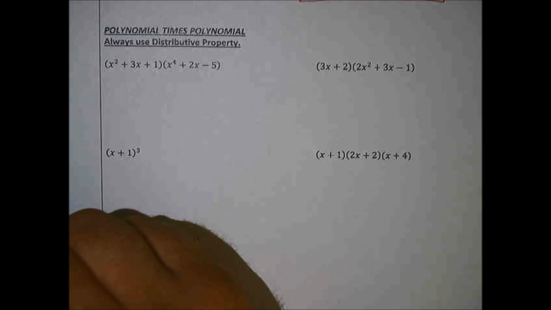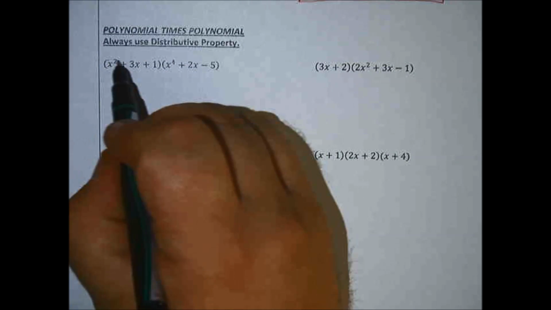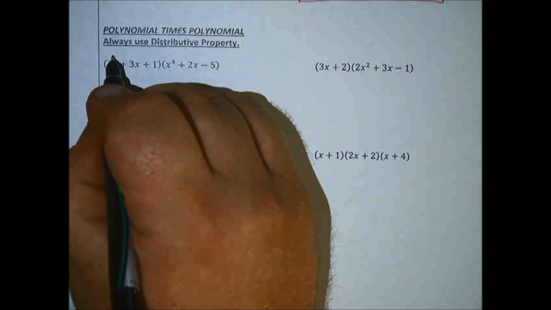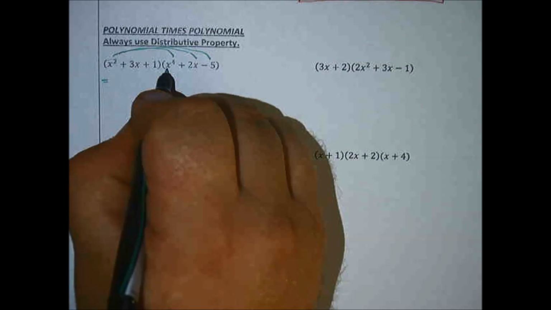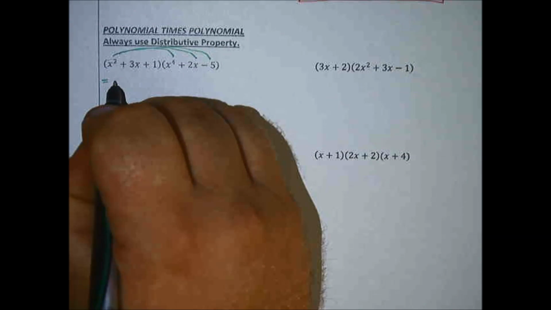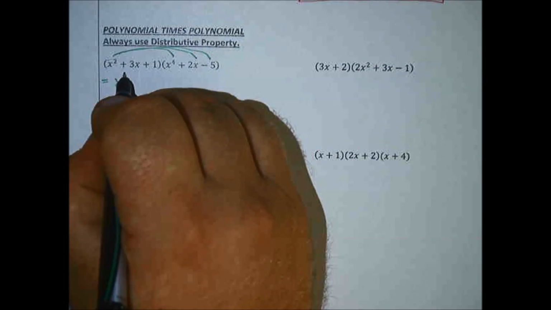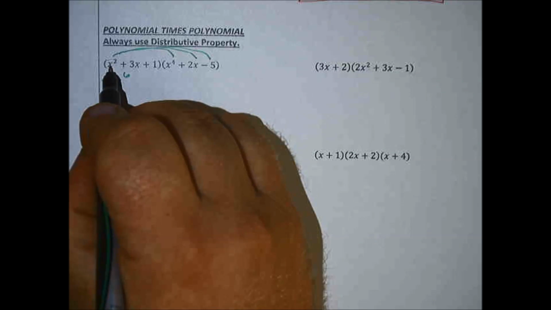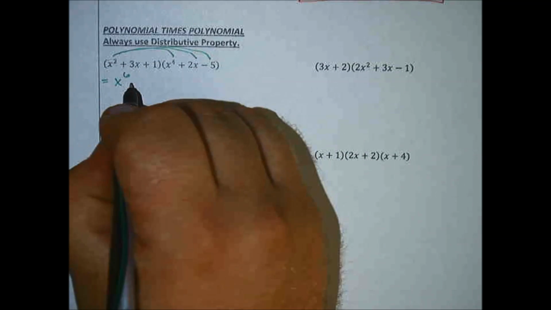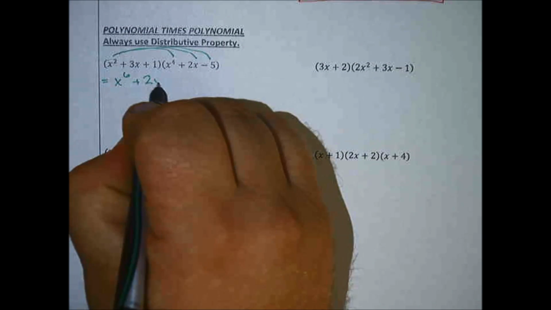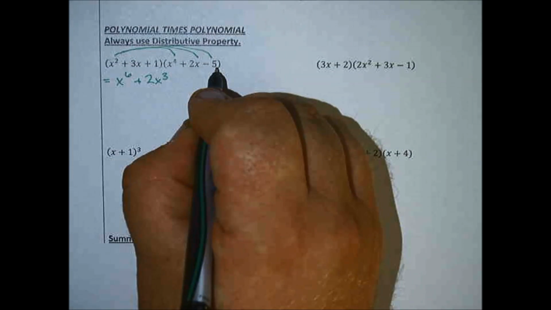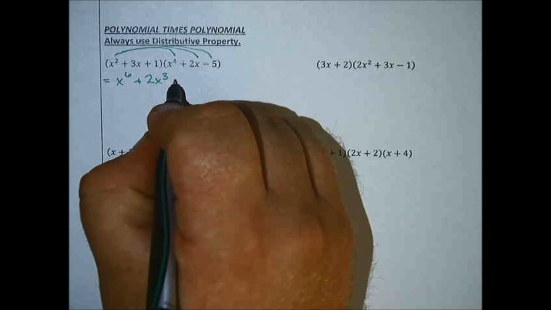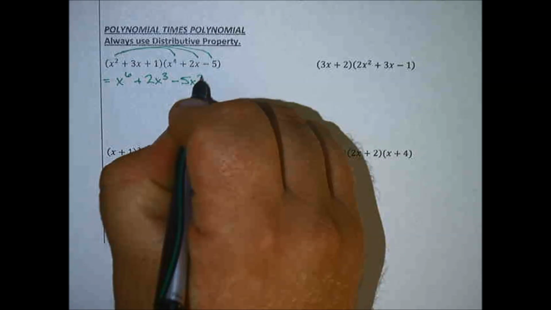What I'm going to do is multiply the x squared by everything over here. So there, there, and there. So x squared times x to the 4th, use your exponent properties, is x to the 6th. X squared times 2x is plus 2x to the 3rd. And x squared times negative 5 is a negative 5x squared.